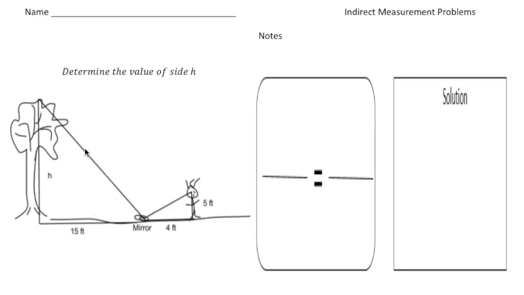Alright, so take a look at this little diagram right here. If you notice, it looks like we have a tree, and the height of the tree is unknown. That's the h. It looks like it has a shadow, and the shadow is 15 feet long. Now, we also have a little human being over here, a little creature, and the height of the creature is 5 feet, and it has a shadow of 4 feet.